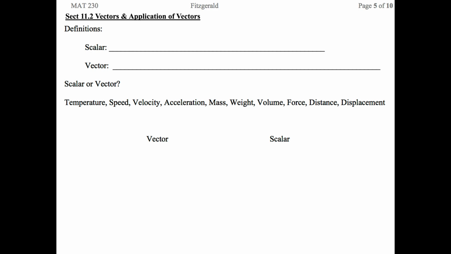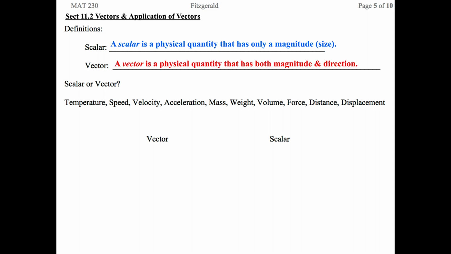All right, here's section 11.2, vectors and application of vectors. Definitions. Scalar. A scalar is a physical quantity that only has magnitude or size. A vector is a physical quantity that has both magnitude or size and direction.